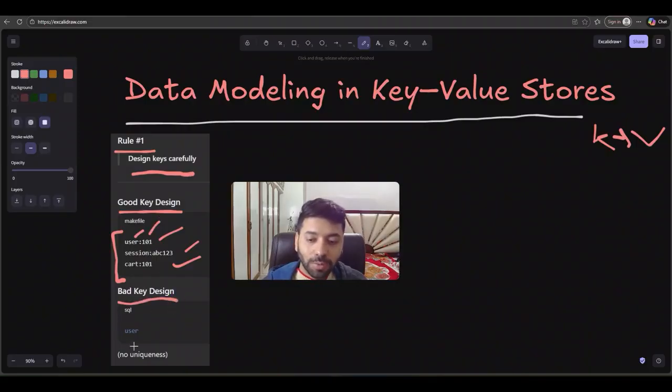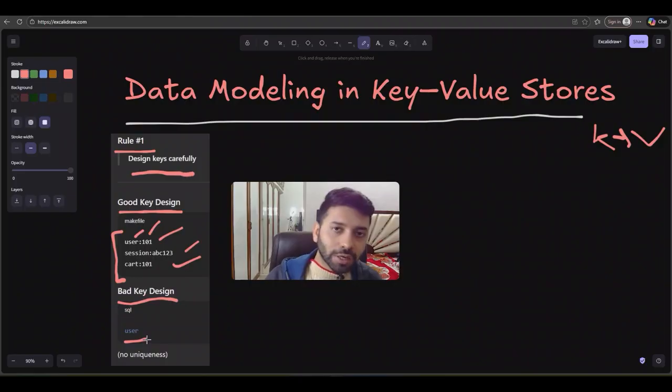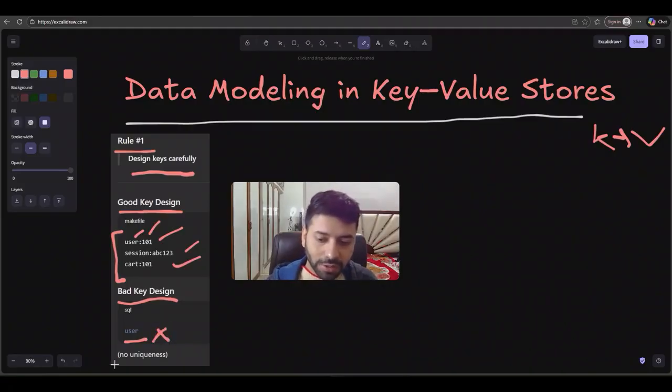The bad key design would be just user. Because user can have many user IDs like user ID 101, 102, 201, whatever. So this is not a good key design because there is no uniqueness, whereas this is a good key design. You're getting the category and also the ID corresponding to it as well. So the combination of this is acting as a key. Okay, and then corresponding to this you will store the value. So it means for user with ID 101 you have this value stored, right? So it is a good key design in that way.